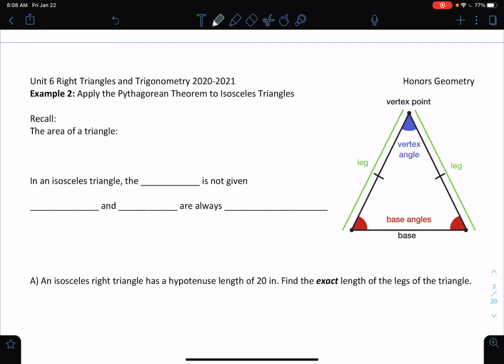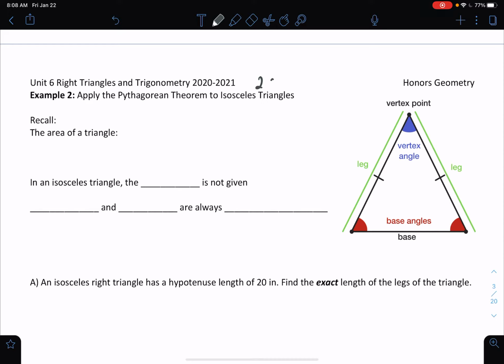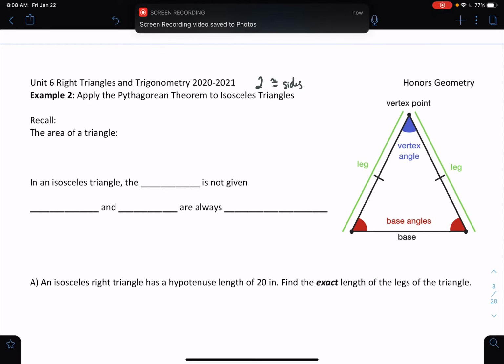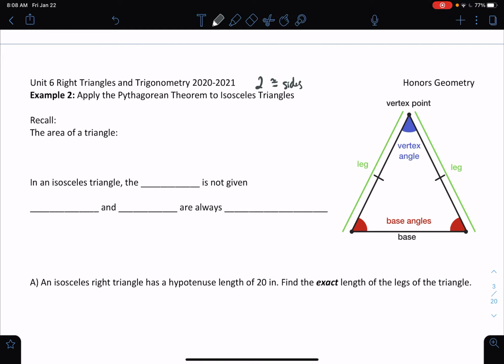The last type of problem we'll look at is how to use the Pythagorean theorem when you're dealing with an isosceles triangle. So remember, an isosceles triangle just means two congruent sides. So that doesn't necessarily mean you're dealing with a right triangle. Okay? So one thing to recall before we get going is the area of a triangle.